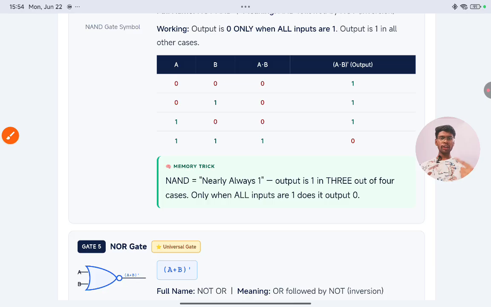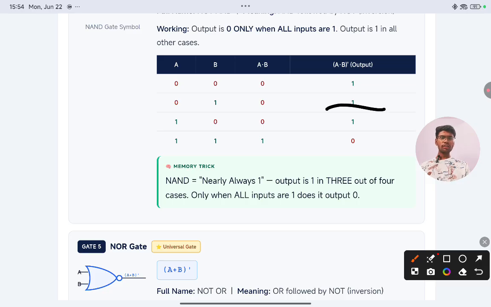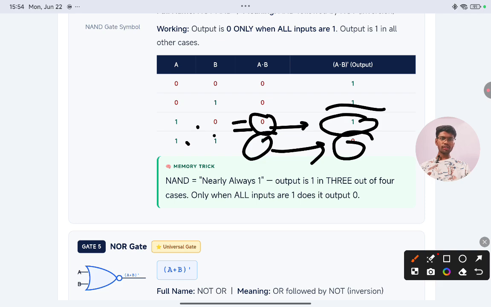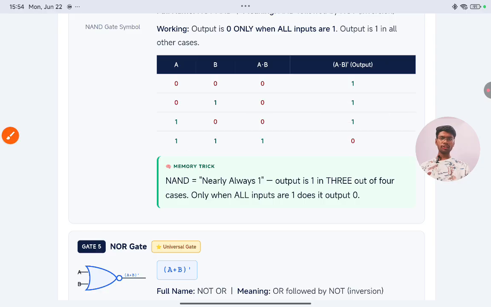0 dot 0, A dot B is 0. The A dot B whole complement is what? 1. 0 dot 1, so A dot B is what? 0. And if you do the complement of 0, it is just 1. Now 1 dot 0 is how much? 0, right? Even if one is 0, it will become 0. So 0, its complement is 1. When both are 1, it becomes 1 and that complement is 0, right? Only then is it 0. You can remember like this.